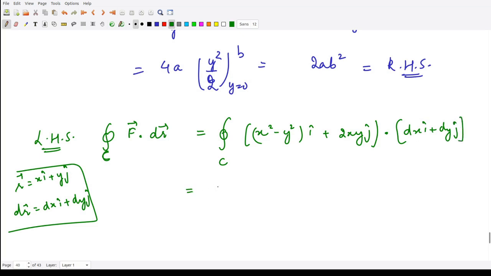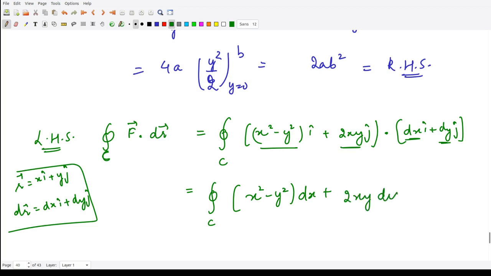So this would be equal to the closed integral over C. Now when you perform the dot product, this quantity would be multiplied by this. So you have x square minus y square into dx, and then this quantity would be multiplied by this. So you have 2xy dy.